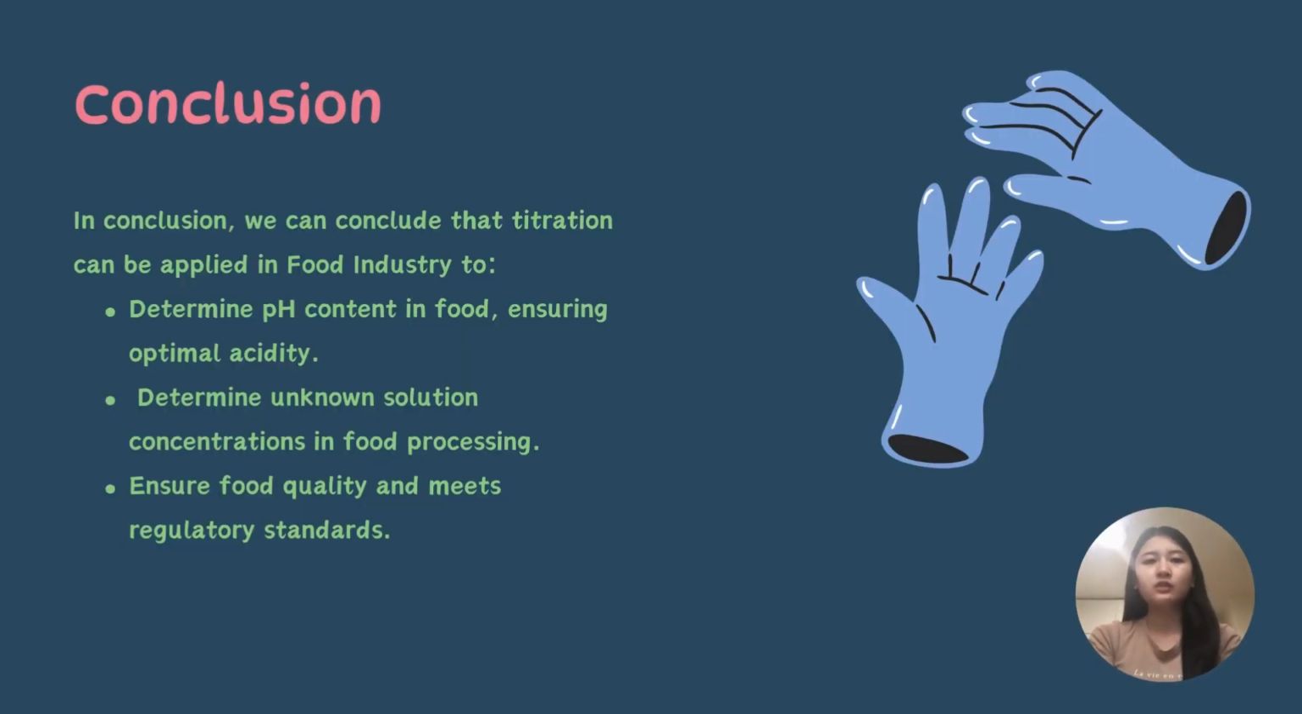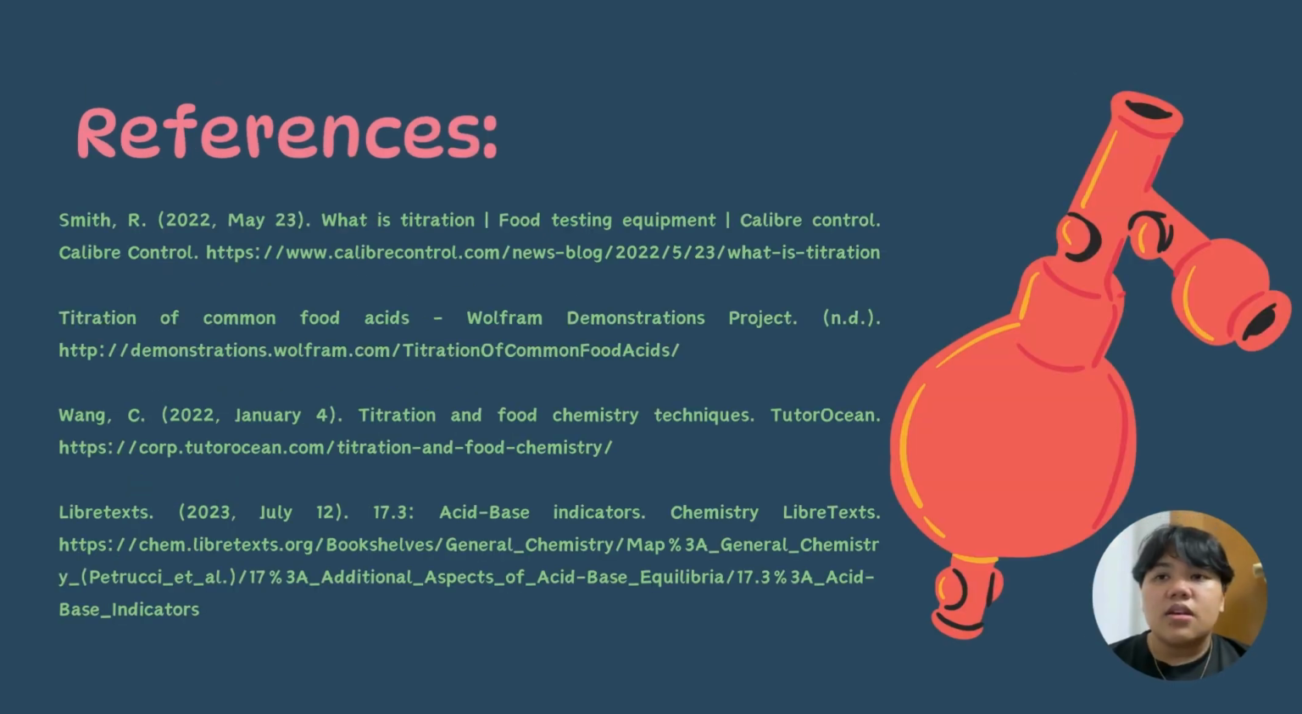In conclusion, titration can be applied in the food industry to determine acidity in food to ensure optimal acidity, to determine unknown solution concentrations in food processing, as well as to ensure product quality and meet regulatory standards. These are the references that we used in this video.